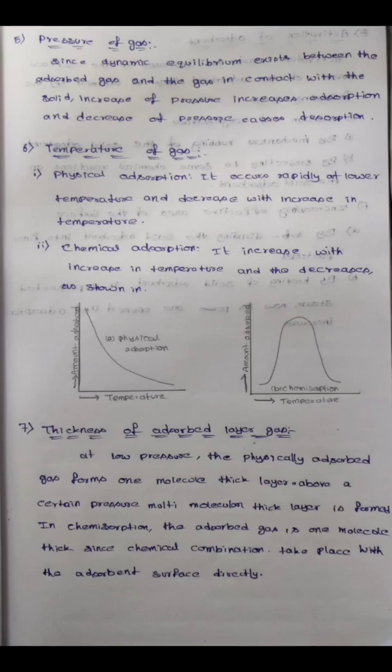Temperature of gas. Physical adsorption occurs rapidly at lower temperature and decreases with increase in temperature. Chemical adsorption increases with increase in temperature and then decreases. Thickness of adsorbed layer of gas. Langmuir showed that at lower pressure the physically adsorbed gas forms a one-molecule-thick layer. Above a certain pressure, a multimolecular thick layer is formed. In chemisorption, the adsorbed gas is one molecule thick, hence chemical combination takes place with the adsorbent surface directly.